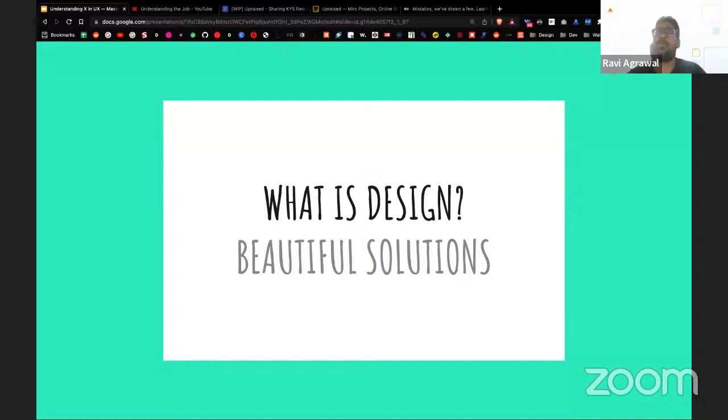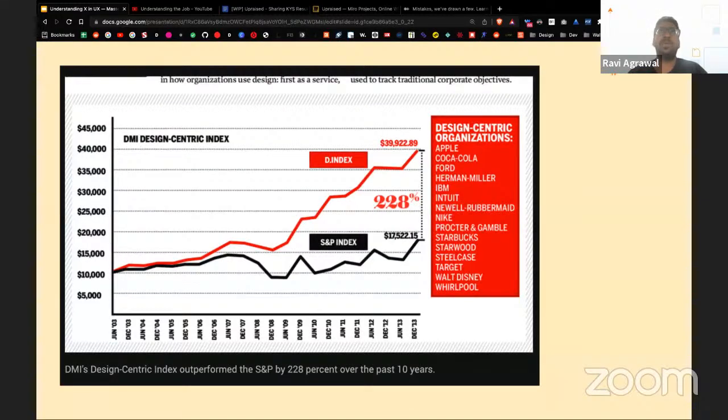But why is design essential altogether? And why do we spend the next 60 minutes of our time understanding design and the value that it brings? So there is an institute, the Design Management Institute, based out of Cambridge, which maintains an index of companies that are design-centered organizations. Some companies in this list are Apple, Coca-Cola, Ford, IBM, Intuit, Nike, and so on and so forth, right?